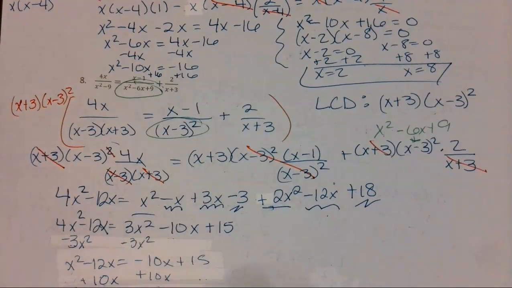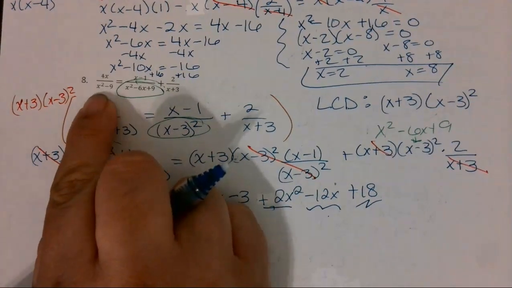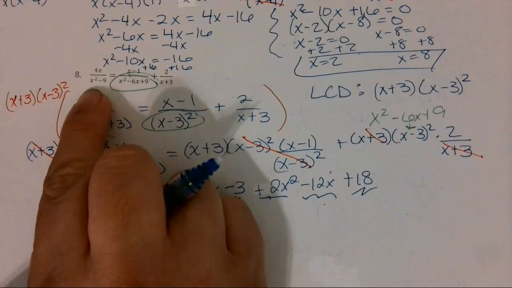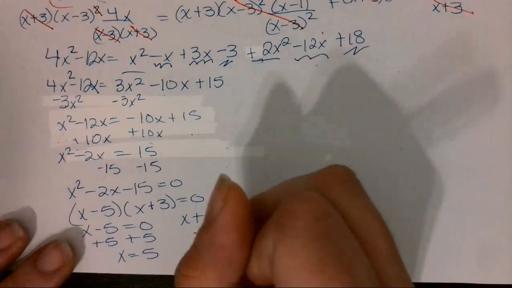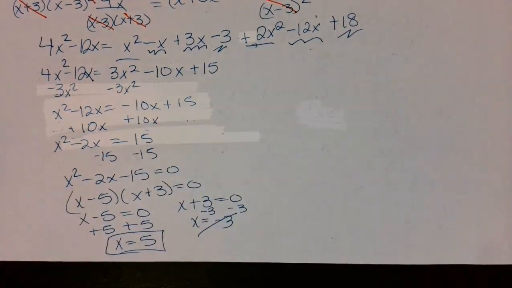The other number I needed to check was negative 3. Negative 3 squared is 9. 9 minus 9 does not work. So this one does not work. It's not an answer. It's extraneous. X equals 5 is my answer.